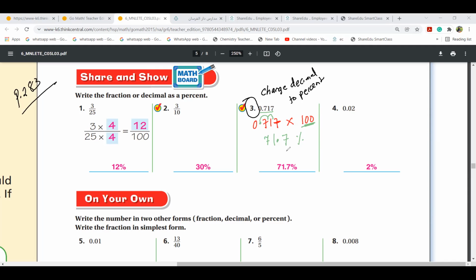Any questions? It's just that there are 2 zeros, so I move 2 places to the right, but don't move to the left. Don't move to the left because we are multiplying, not dividing. When you divide, you move to the left. Understood? I move to the right because you're multiplying. Okay, girls?